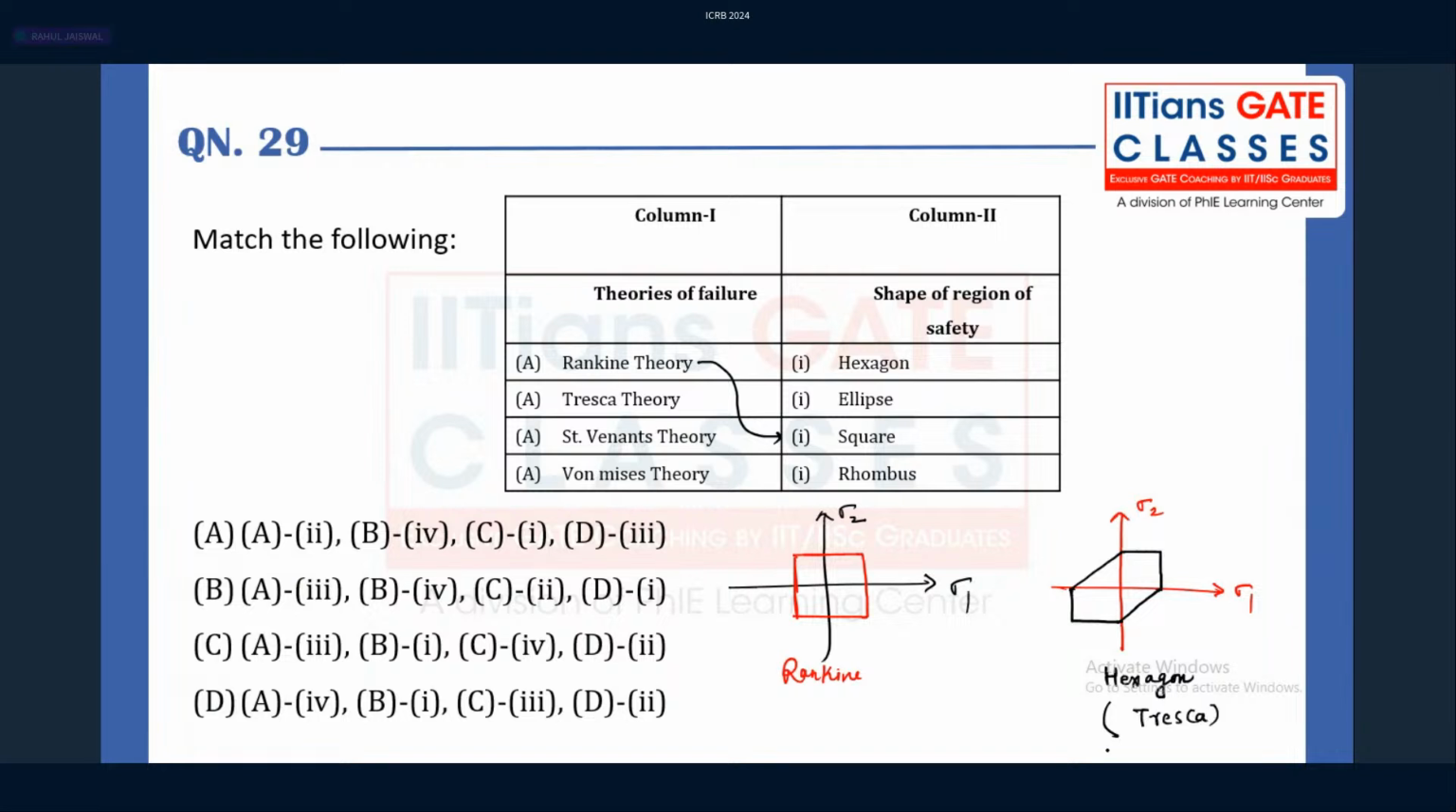This is the theory we have discussed. What about the next one, Saint-Venant's theory, guys? Saint-Venant's theory, if you try to draw, you are going to get a rhombus shape. If you draw sigma 1 versus sigma 2 here, you are going to get something like this, guys. The shape will be a rhombus. This is for Saint-Venant's theory.